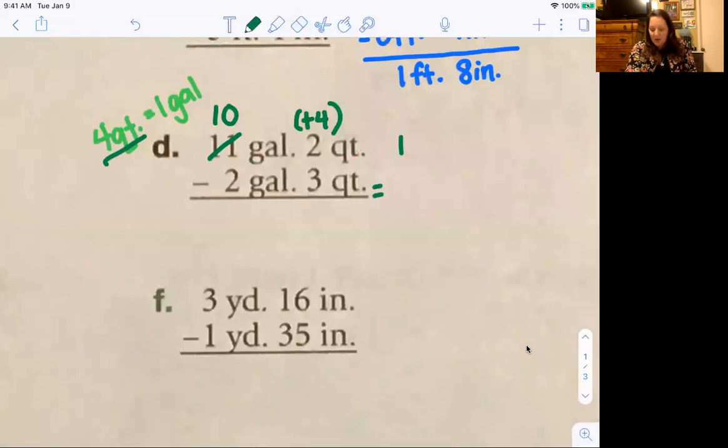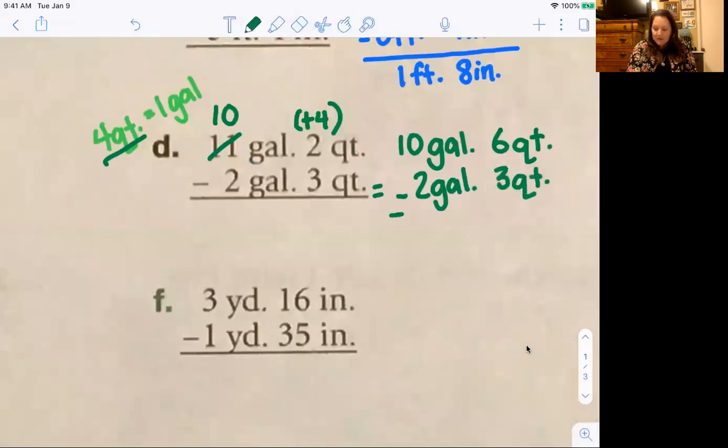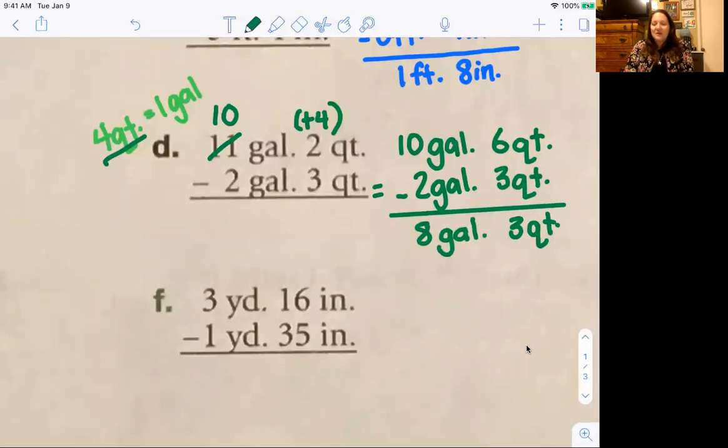So my rewritten problem is 10 gallons. 4 plus 2 is 6. 6 quarts minus 2 gallons, 3 quarts. And I'm going slower to give you guys time to write. I think that's my number one thing on these videos that you guys say is that I go too fast. So I'm slowing down for you, okay? 6 quarts minus 3 quarts is 3 quarts. 10 minus 2 is 8, and we're going to label that 8 gallons, and we're done.